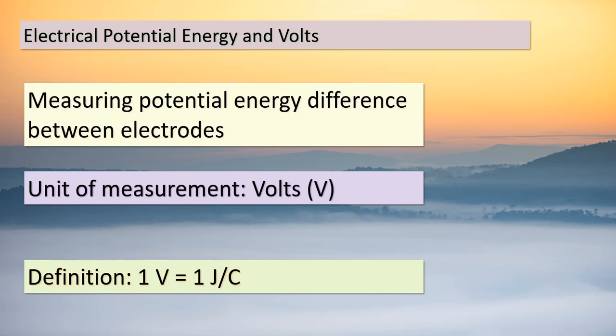1 volt, denoted as V, is defined as the amount of potential difference needed to transfer 1 joule of energy to a charge of 1 coulomb. This unit allows us to quantify the energy transferred during electrical processes.